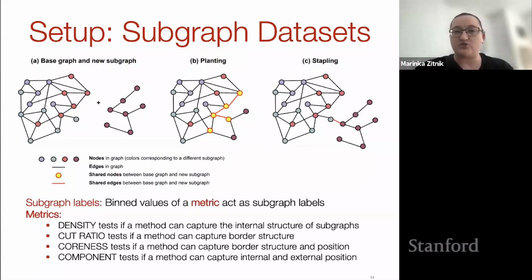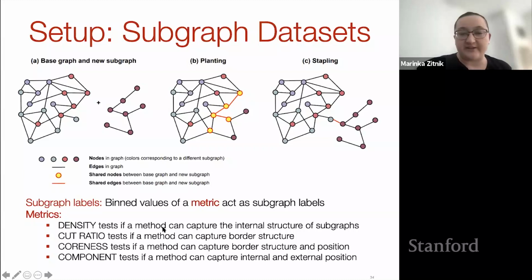There were two strategies to define subgraphs. One strategy was the planting strategy, where a subgraph was generated and planted on top of the base graph, or essentially just joined, in a similar way as it would be stapled together with the base graph. In these synthetic data sets, for each subgraph, a label was defined. And labels were defined based on certain network structural properties of those subgraphs.